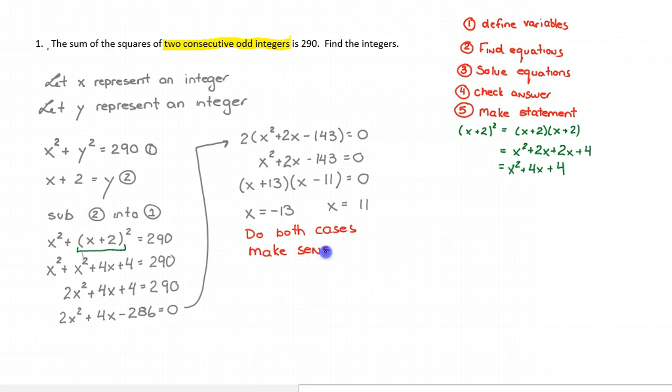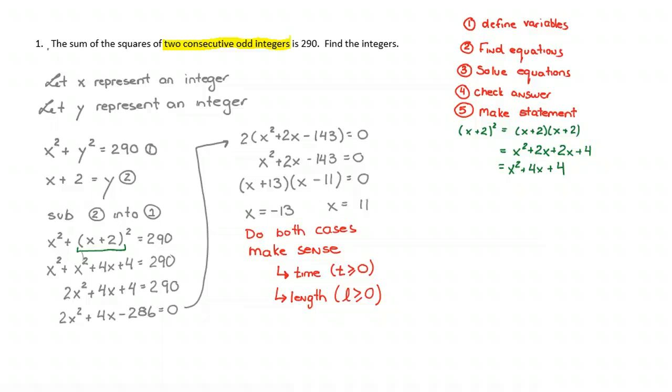You will end up in situations where one case doesn't make sense. Those situations are often when you're working with time, because time, if we think of time as t, it has to be greater than or equal to 0. Or we might be dealing with a length. A length has to be greater than or equal to 0. Okay, so that's what I mean by asking yourself if it makes sense. I see that negative 13 and 11 are both odd integers, so they are both valid.